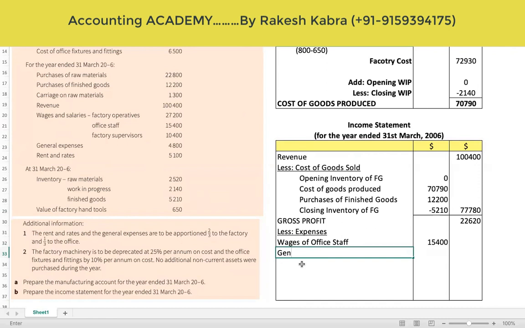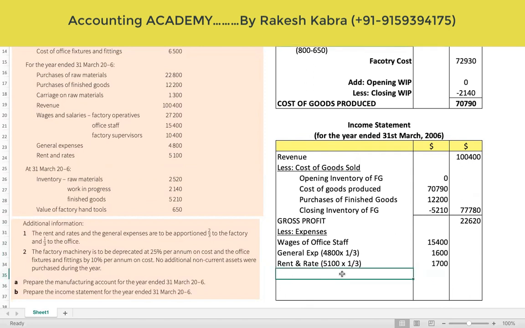Now I will take general expenses. Only 1/3, because 2/3 I have already taken in the manufacturing account. Only the remaining 1/3 is related to office. So 4,800, and its 1/3 will be 1,600. Now I will take rent and rates. Total is 5,100 and only 1/3 I need to take. So 5,100 and its 1/3 is 1,700.